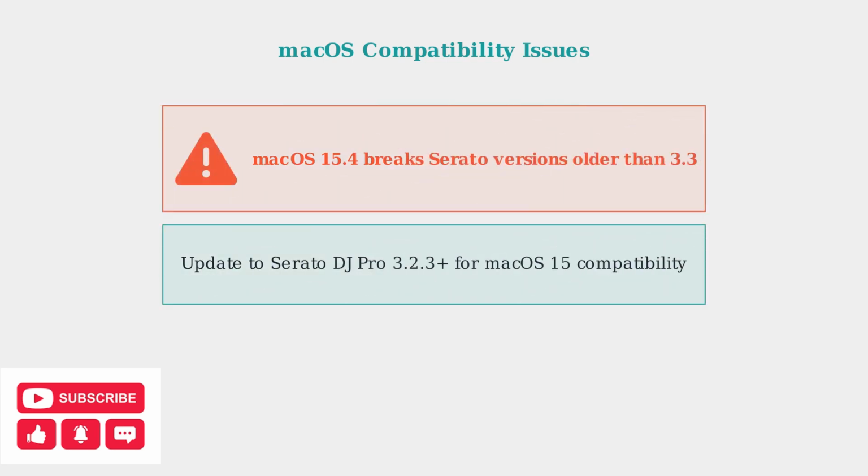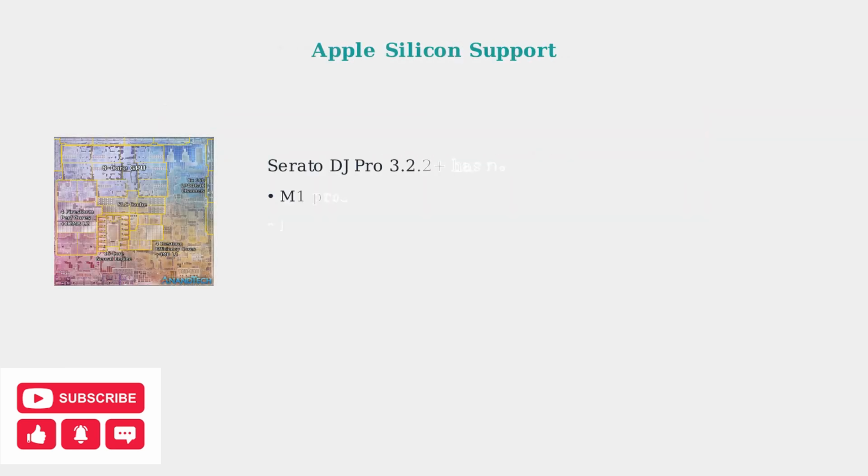macOS 15.4 completely breaks older Serato versions, causing immediate crashes. You must update to Serato DJ Pro version 3.2.3 or later for macOS 15 Sonoma compatibility. For Apple Silicon Macs, ensure you have Serato DJ Pro version 3.2.2 or later. This provides native support for M1, M2, and M4 processors, delivering better performance and stability.